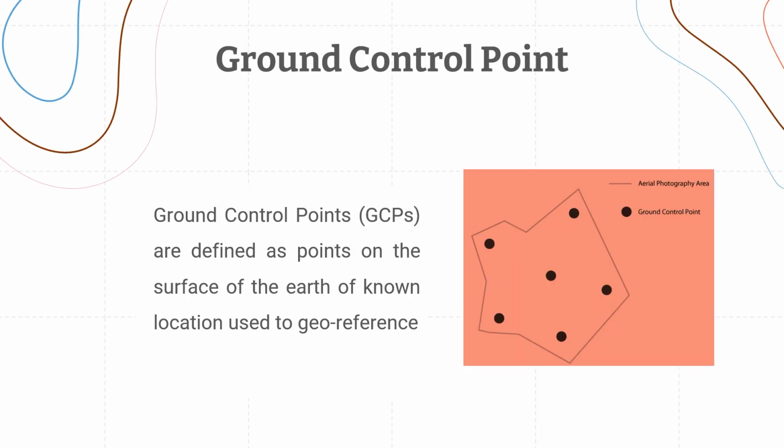Now let's see what is ground control point. Ground control points or GCPs are defined as points on the surface of the earth of known location used to georeference.